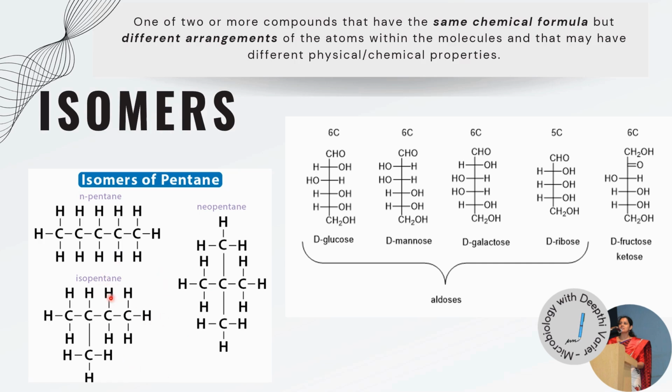And because of their different arrangements, they have different melting points and boiling points. Each isomer of pentane, in fact, has a distinct role and an application in the industry. And it's all because of the way they are arranged.